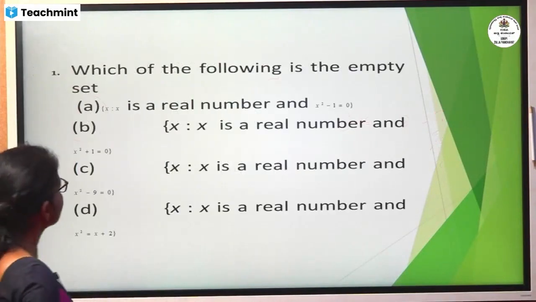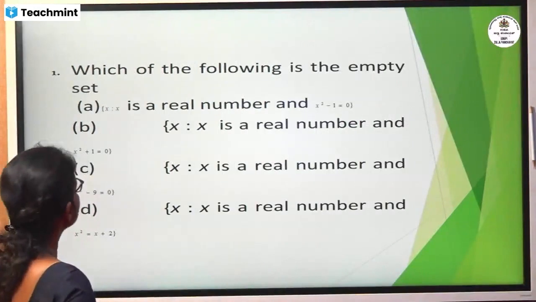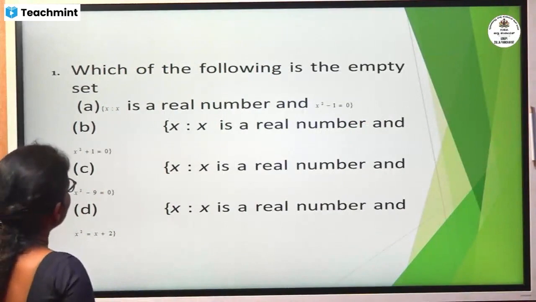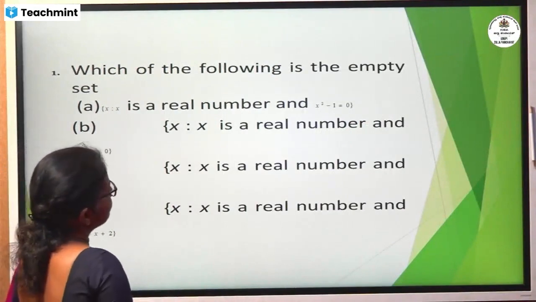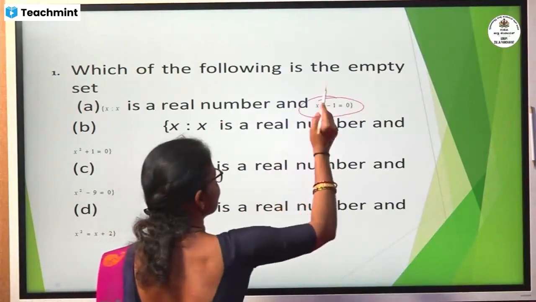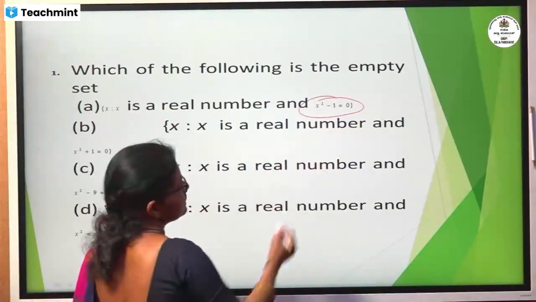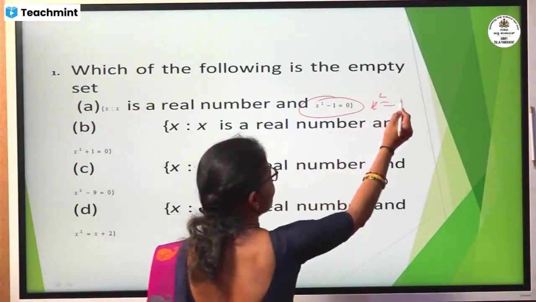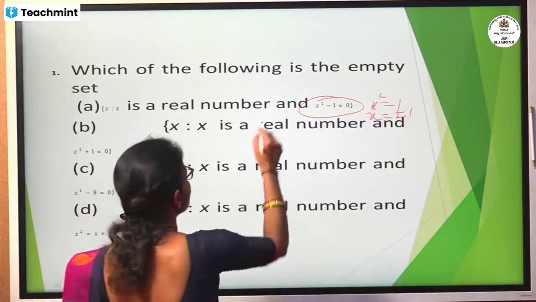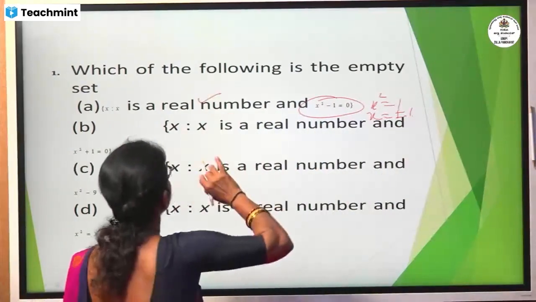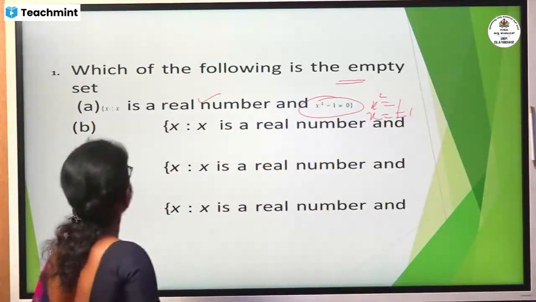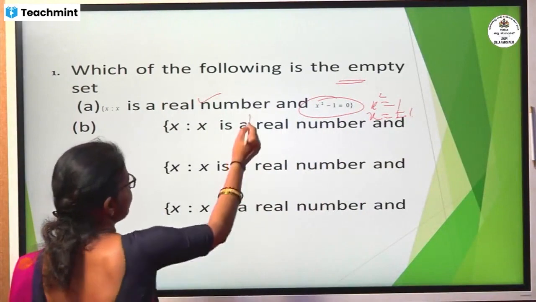Consider the next question. Which of the following is the empty set? First option, the set containing x such that x is a real number and x square minus 1 equal to 0. This can be simplified actually. x square minus 1 equal to 0, so x square equal to 1. x is equal to plus or minus 1, right? That is a real number, holds good. So the question is, you have to check for the empty set. So this cannot be the answer.